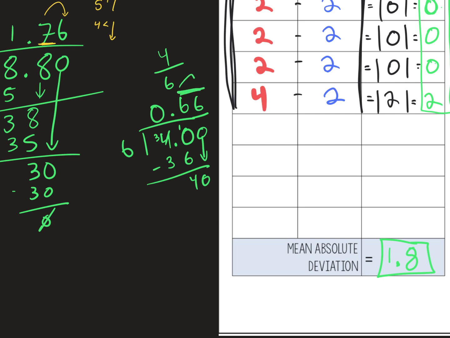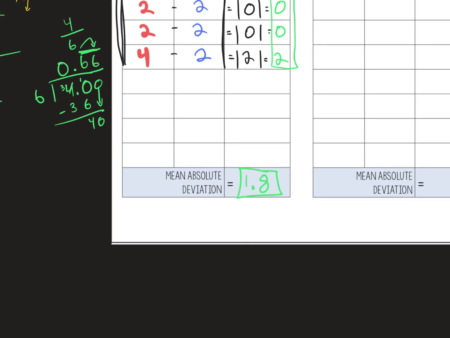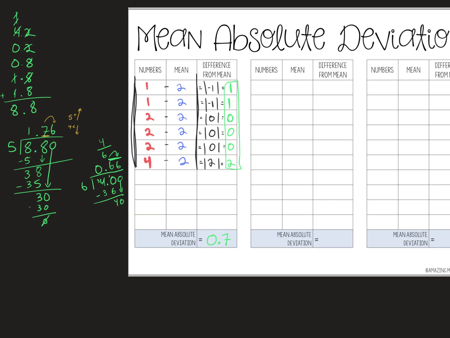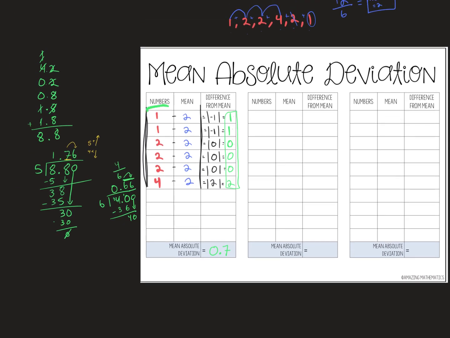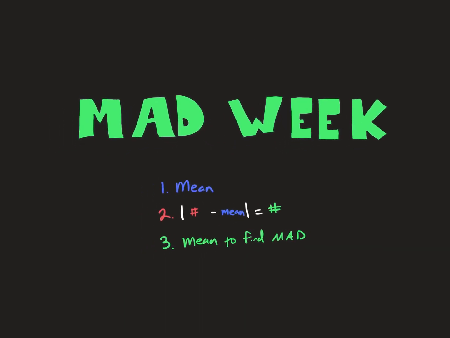We want to look next door and round to the nearest tenth, and it's not 1.8. That was from an older example. And so when we round 0.66, we end up with a mean absolute deviation of 0.7. So what that means is that each one of these data points on average has a distance of 0.7 from the mean. And that is mean absolute deviation in a nutshell.